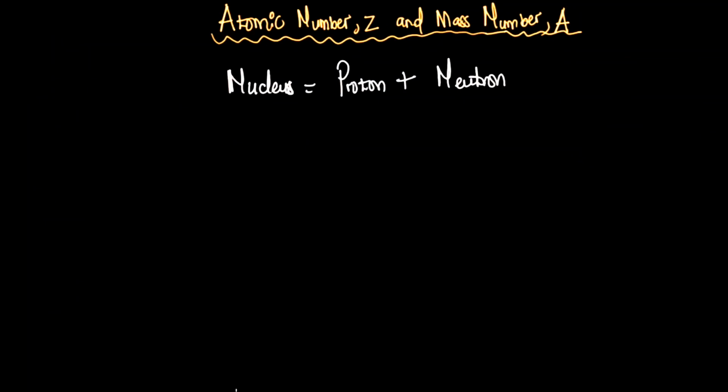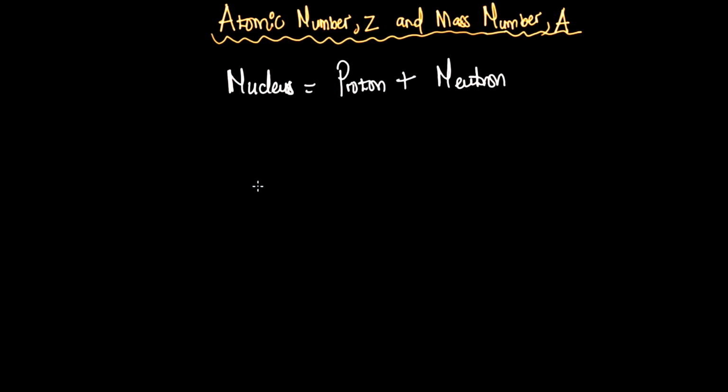Alright, so let's talk about atomic number and mass number. From the previous videos, we have been able to establish the complete structure of an atom. We've seen that atoms are composed of subatomic particles: protons, neutrons, and electrons. The protons and the neutrons make up the nucleus, and the electron is found surrounding the nucleus.